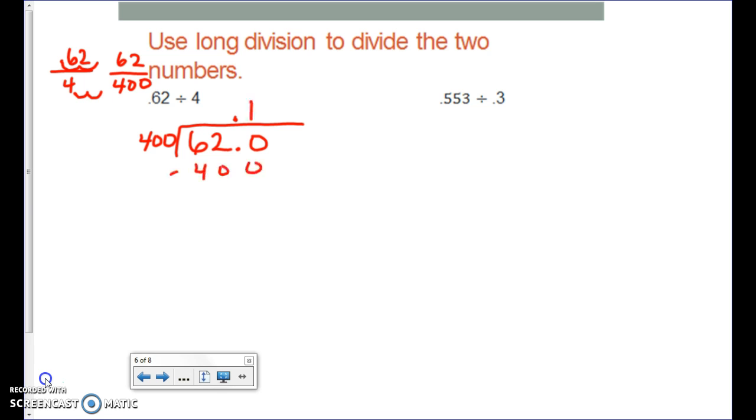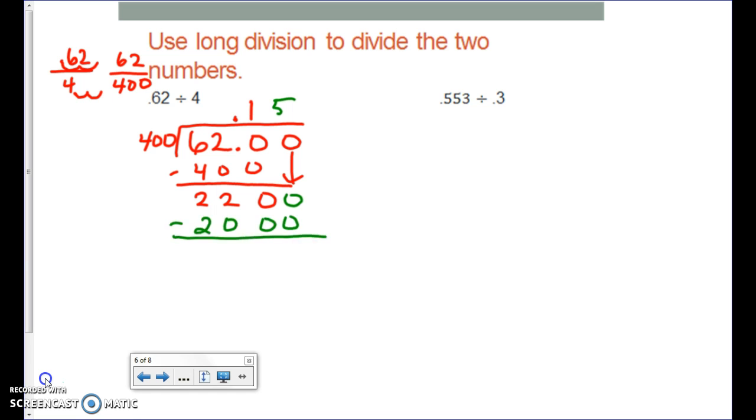Now when I subtract 400, I have 220. Since there's no number to bring down next, I'm going to put another placeholder and bring it down. So now I have a 0 here. And 4 goes into 22 5 times, so I bet 400 goes into 2200 5 times. I'm going to put a 5 there, and I know I'm subtracting 2000. So I'm using my estimation skills, really. That leaves me with 200. I'm going to bring down another imaginary 0. That's just a placeholder. And now 400 goes into 2000 5 times.